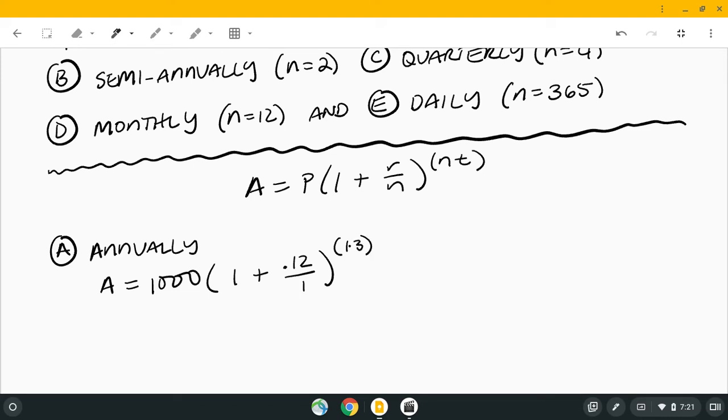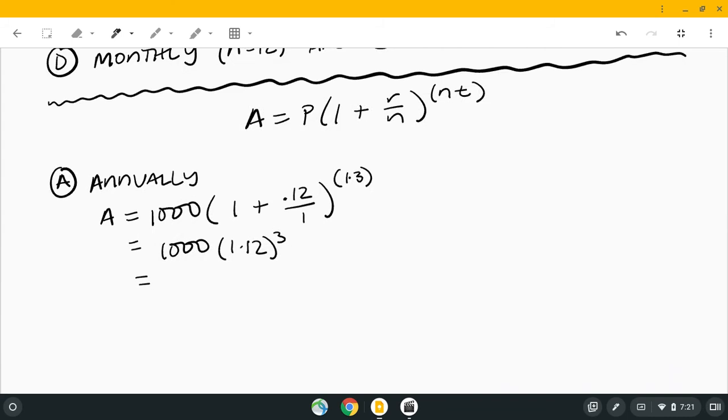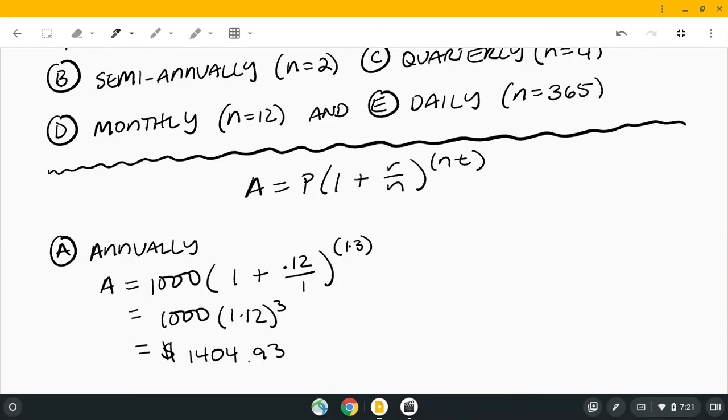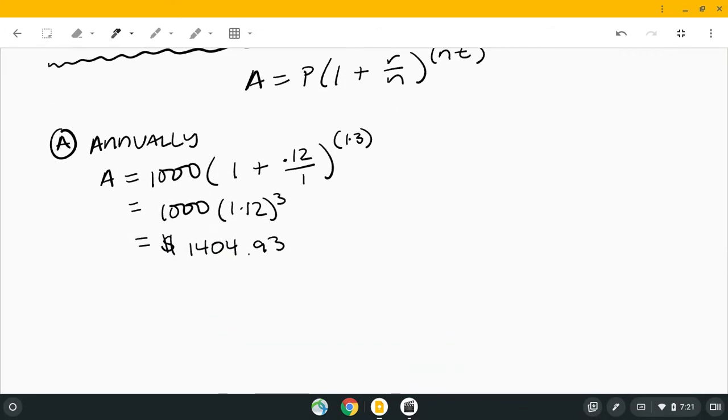If you punch this into your calculator, this is 1,000 times 1.12 to the third power, and you will get $1,404.93. That's if it's compounded annually. Let's do letter B, semi-annually. So n is now 2.